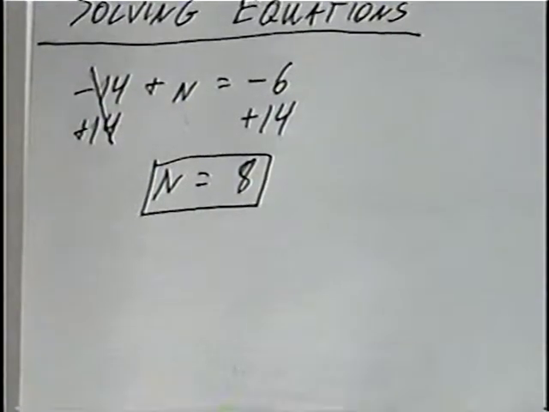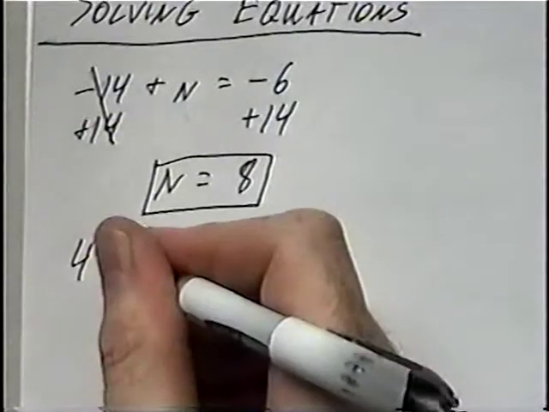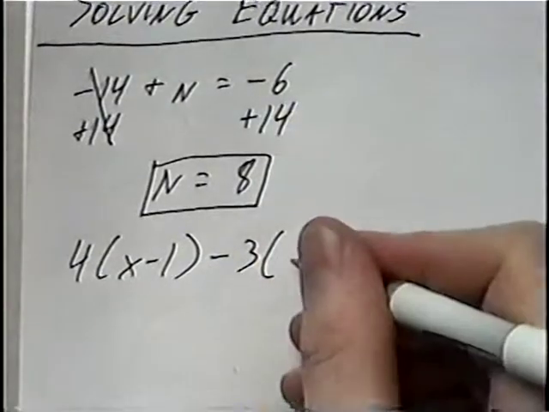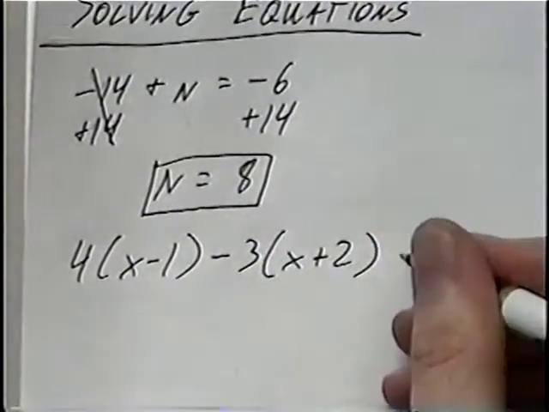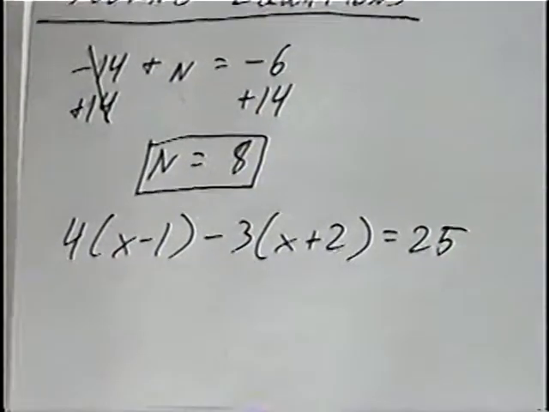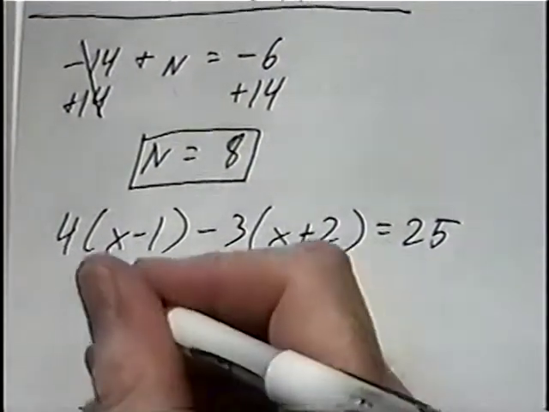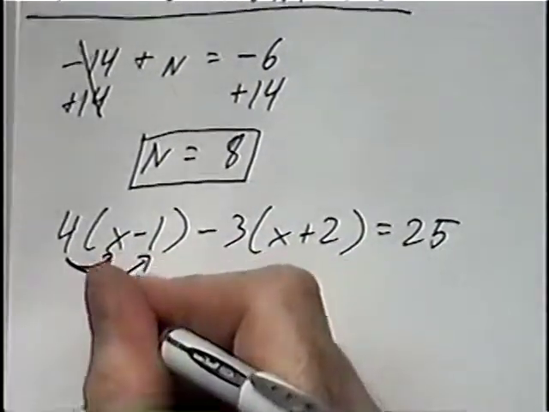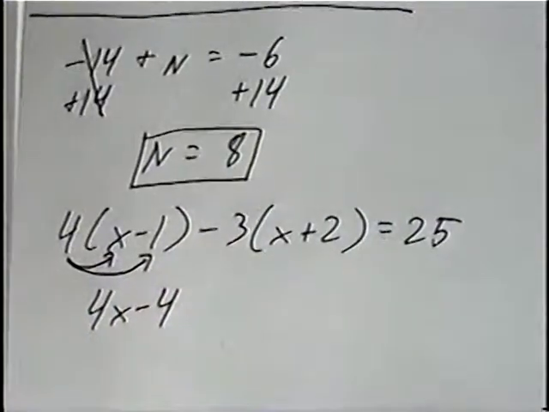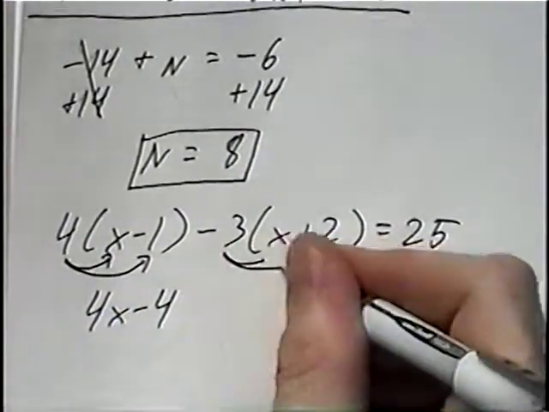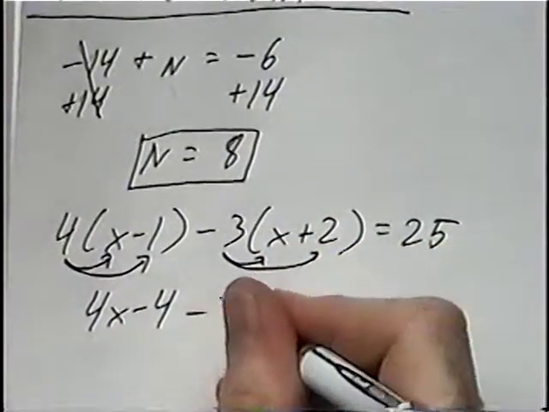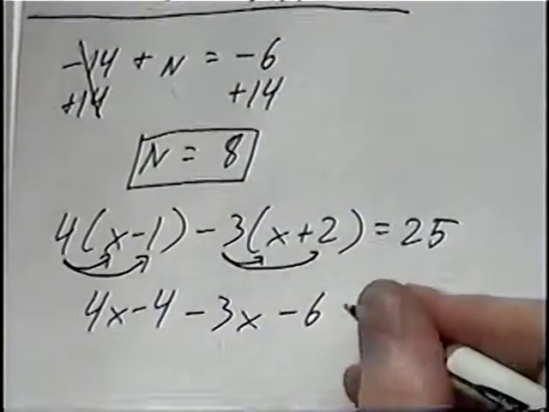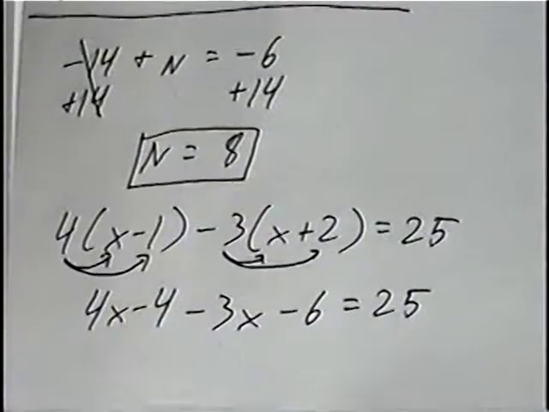Second question and last question for this section. 4 in parentheses x minus 1 minus 3 in parentheses x plus 2 equals 25. First step on this one is distributive property. Distributing the 4 to the parentheses, we'll have 4x minus 4. And distribute the second parentheses, we'll have negative 3x, and the second number is negative 3 times 2, which would be a negative 6. Equals 25.